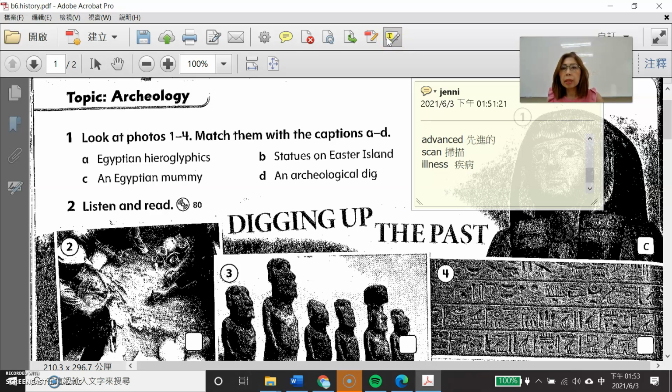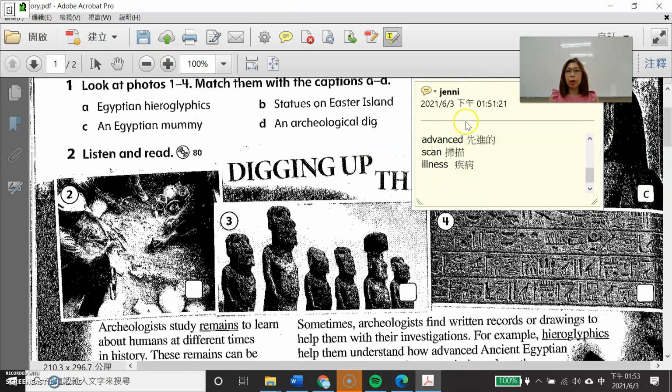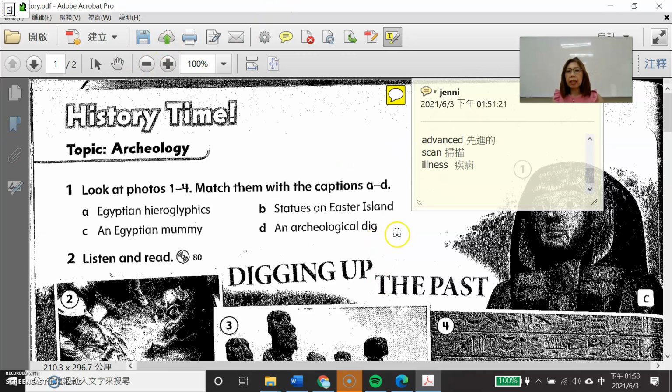所以我们看可不可以写一下，把字写进去。Okay. So can we do 好，自己弄咯。OK, and then number B, statues on Easter Island. There will be number 3, Easter Island. OK, 我们那天有念过。Number C, we got it. Is the mummy. Number D is archaeology and archaeological.